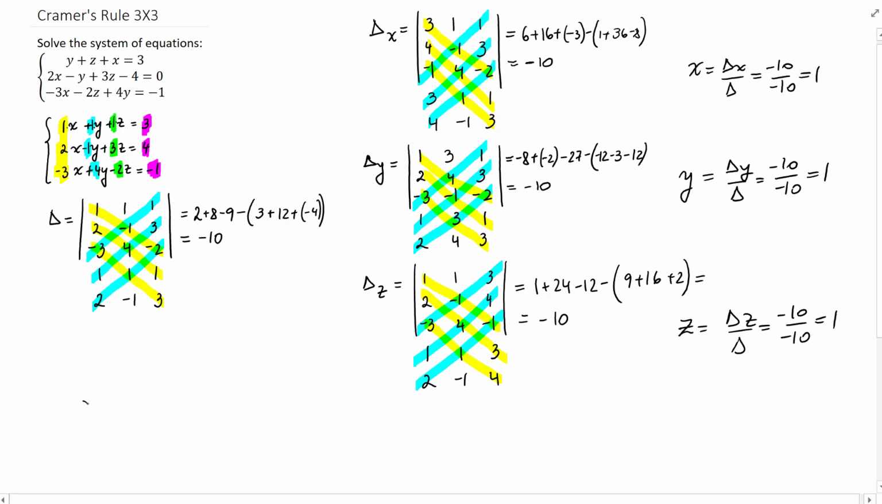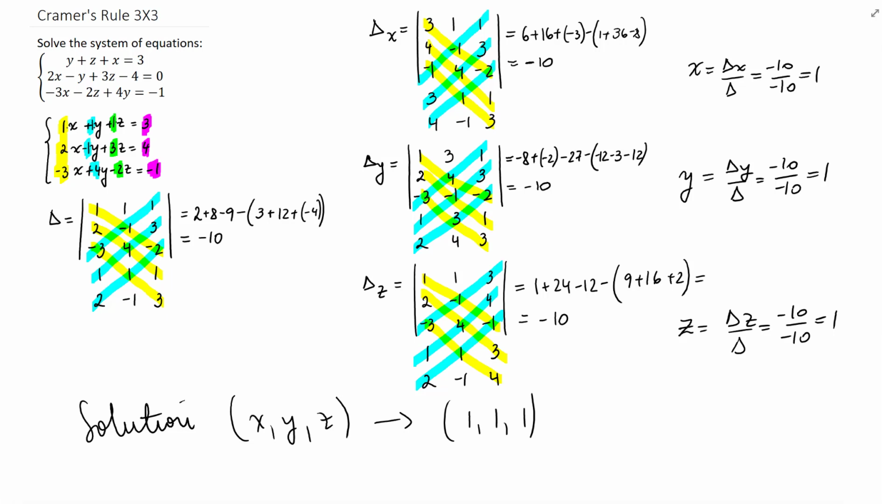So the solution is the triple x, y, z, which is 1, 1, 1 in our case, and you can check that by mentally replacing the values. 1 plus 1 plus 1 is 3, 2 minus 1 plus 3 is 4, negative 3 minus 2 plus 4 is negative 1, so it checks out.